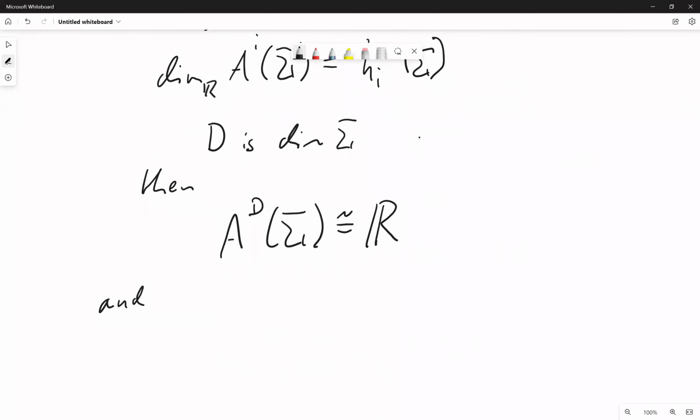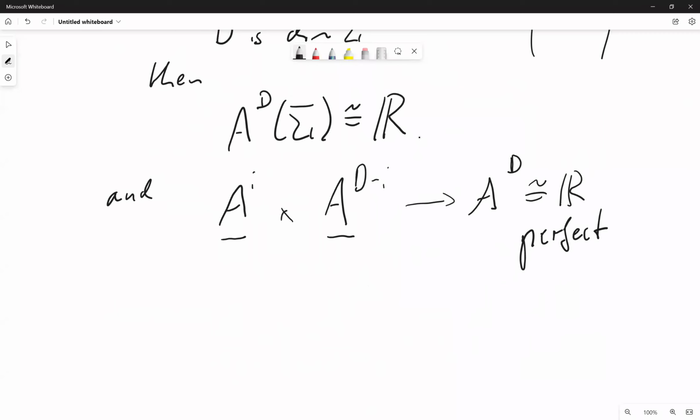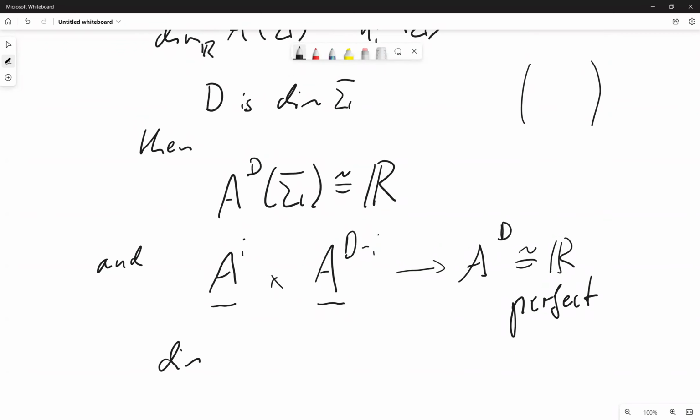That's one cool fact, and it gets even better. A_i and A_{D-i} are kind of isomorphic in the sense that if I multiply something in degree i with something in degree D minus i, then I land in degree D, which is isomorphic to the reals. This is a bilinear pairing, and it's perfect, meaning that it doesn't degenerate on either side. If you think of a bilinear form as a matrix, it says that this associated matrix has full rank. In particular, the dimension of A_i is the same as the dimension of A_{D-i}.